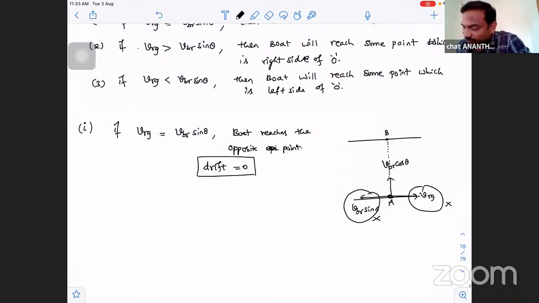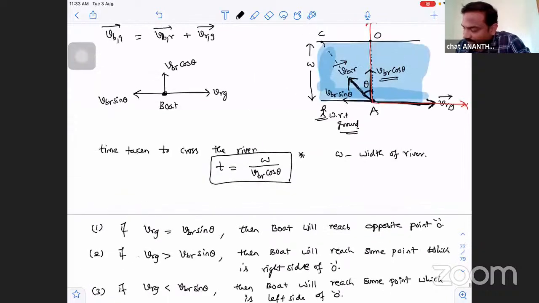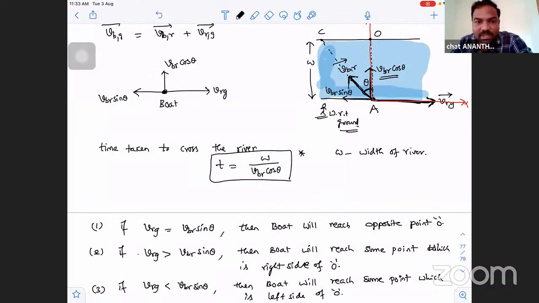But the boatman is aiming at what angle? He is aiming at an angle theta with the perpendicular line. He is moving at an angle theta with the perpendicular to the river. He is not aiming at the B point, he is aiming at some other point. Are you getting that idea? Please observe all the things. Then questions can be understood easily and solved.